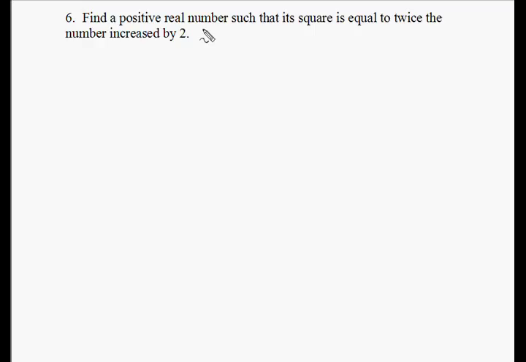Find a positive real number such that its square is equal to twice the number increased by 2. So we want to write down a positive real number, n, and it wants to be so that its square, we'll square this, is equal to twice, 2 times, the number increased by 2. Twice the number, and then increase by 2.